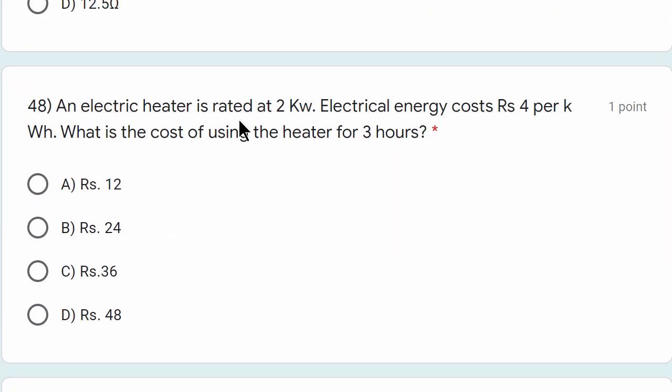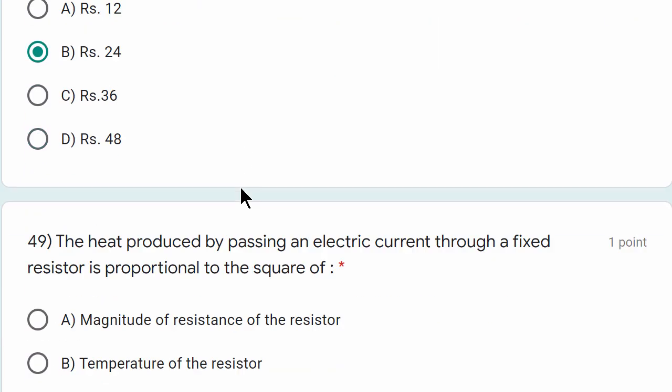Okay, next. An electric heater is rated as 2 kilowatt hour. This means 2 kilowatt, so in 1 hour it consumes 2 kilowatt. Electric energy costs 4 per kilowatt hour. So for 1 kilowatt hour, 4 rupees for electrical energy. So if the heater is used for 3 hours, how much does it cost? So 3 hours of heater use, 2 times 3, 6 kilowatt hour consumed. 1 kilowatt hour is 4, 6 times 4 is 24 rupees. Basically what we call a unit is a kilowatt hour. 4 rupees per unit, 6 units consumed. 6 times 4 is 24.